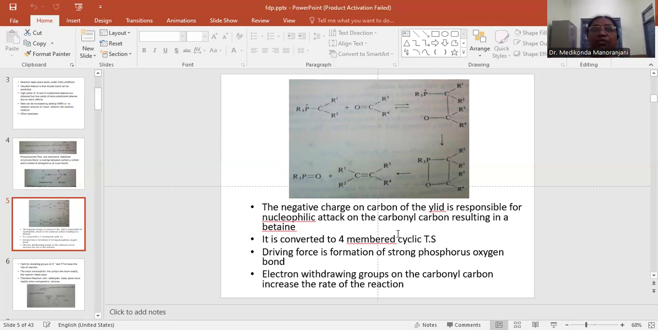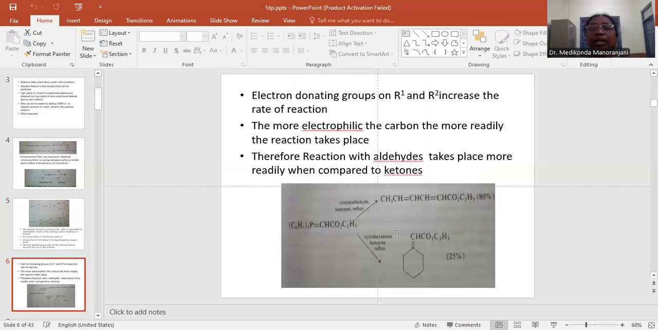Electron withdrawing groups on the carbonyl carbon increase the rate of the reaction. Electron donating groups on R1 and R2 increase the rate of the reaction. The more electrophilic the carbon, the more readily the reaction takes place. Therefore, reaction with aldehydes takes place more readily when compared to ketones.